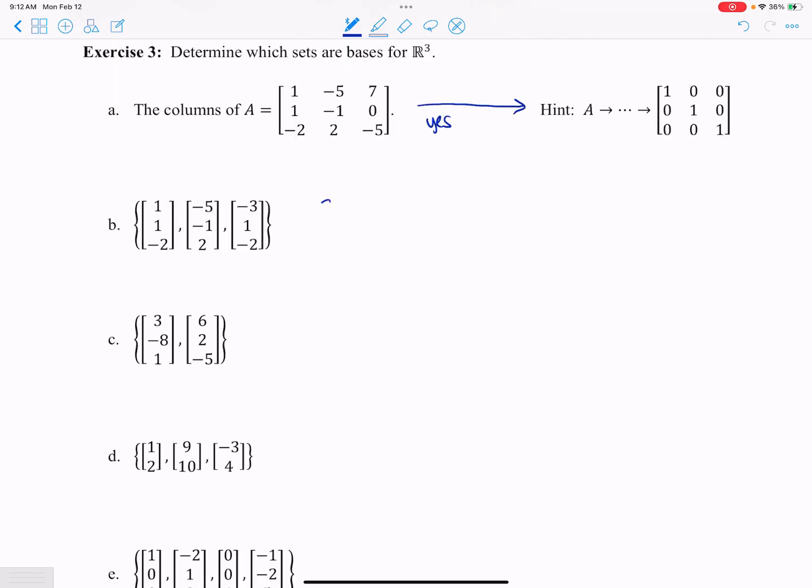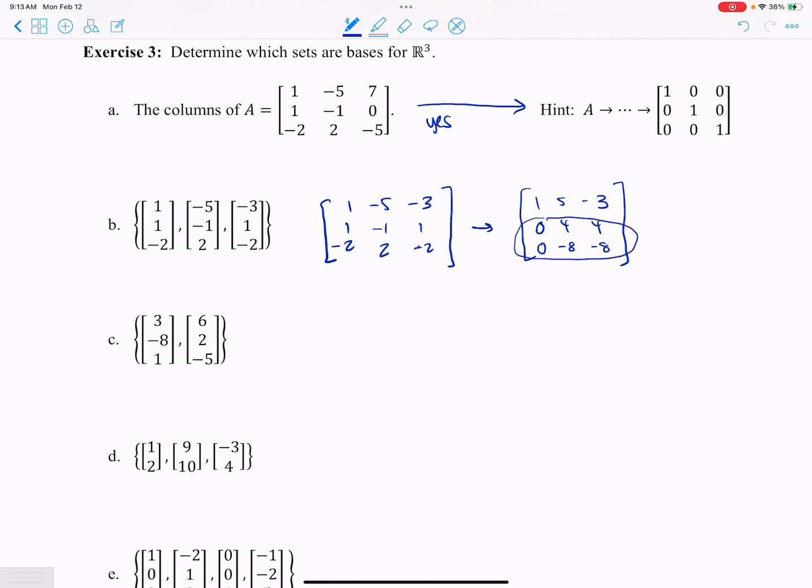So let's look at this second set. Some of you may be able to see that the third column is a linear combination of the first 2. I did not see that right away, so I row reduced this. In my process of row reducing, I see that I have 2 rows that are multiples of each other. So that's going to be a row of all zeros on the bottom, which tells me I'm only going to have 2 pivots. So it's not going to reduce to the identity. So it will not span all of R3. So this is not a basis.